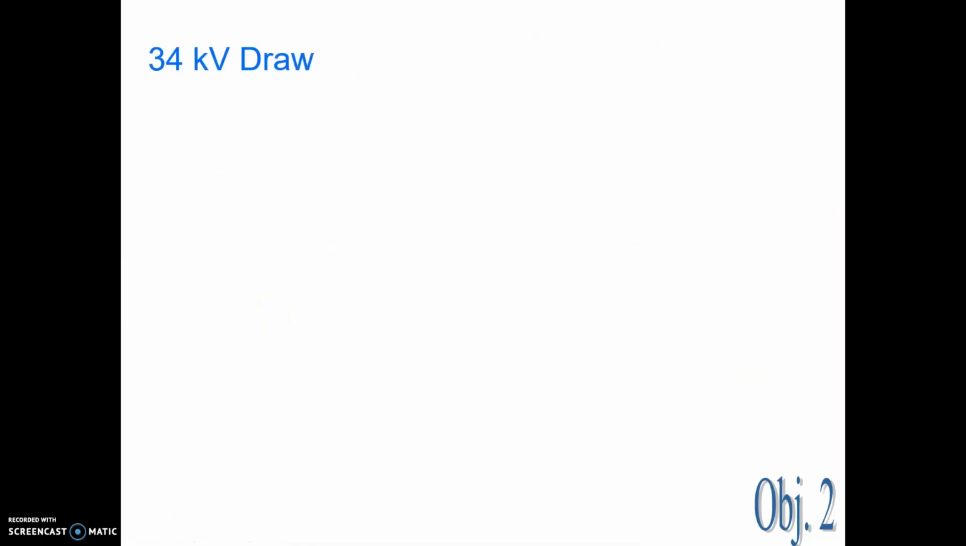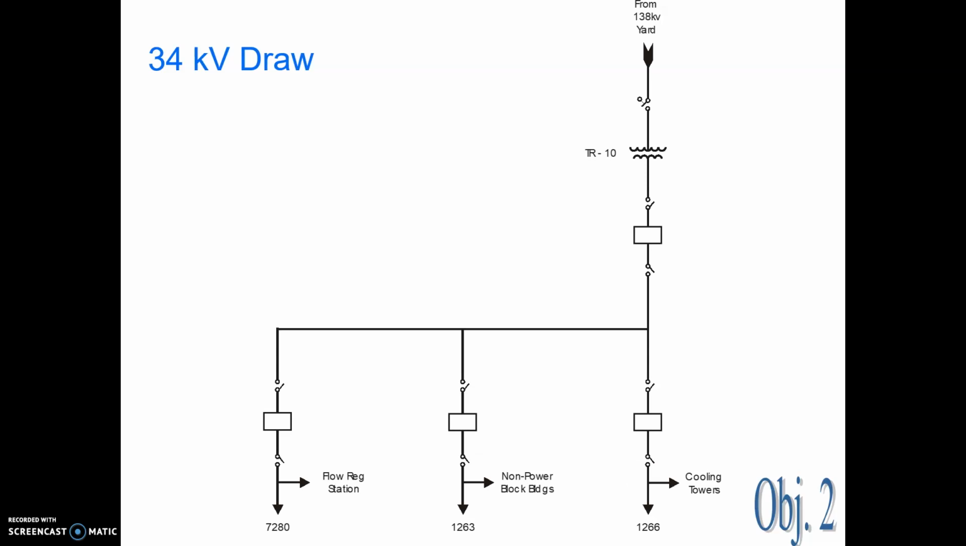Last but not least is a 34 kV switchyard. This one's a pretty straightforward drawing. From the 138 kV bus, in this case 138 kV bus 4, our voltage is generated through a step-down transformer, transformer 10, and feeds our three lines, 34 kV line 7280, 34 kV line 1263, and 34 kV line 1266. If you remember back to Objective 1, we pointed out that there are various loads that are powered off of these lines, and they're listed here. Examples would be the flow regulating station, our cooling towers or lift station, as well as some of the non-power block buildings, for example, the training building.